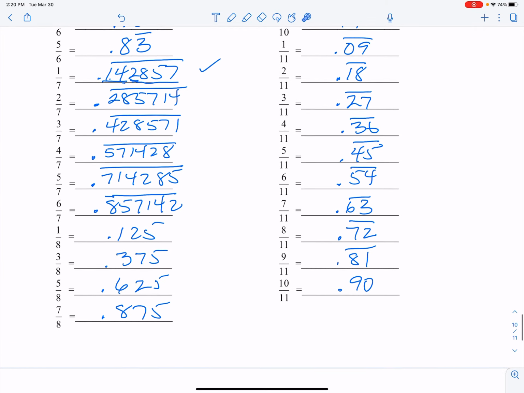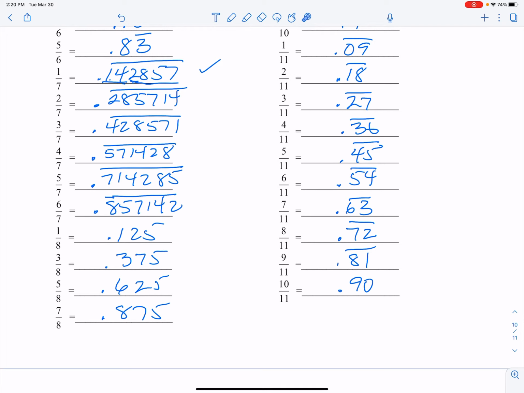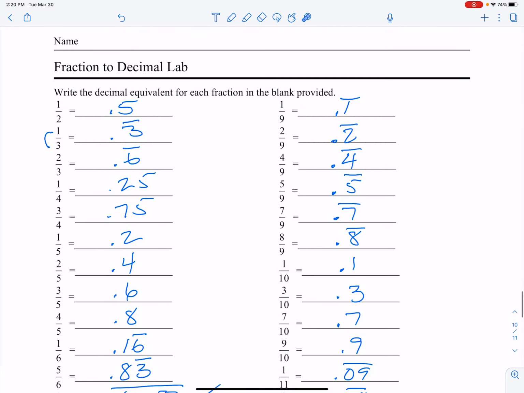Okay, your 8s, you do 125, and basically you add 250 each time. So the way I remember them is numerator, numerator, numerator plus 1, numerator plus 1, 25, 75, 25, 75. It's kind of a stupid way to remember it, but it works for me. Your 9s, all of those are just the numerator with a bar. 1 with a bar, 2 with a bar, 4 with a bar, 5 with a bar, and so on.